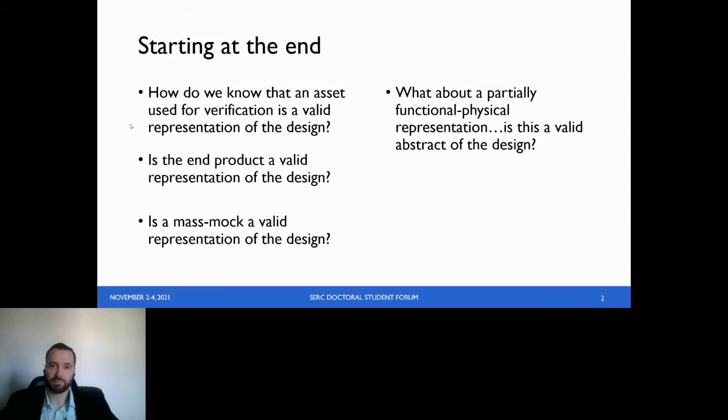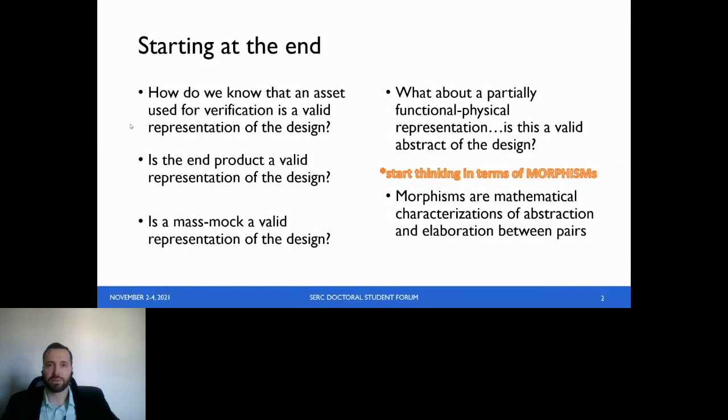And my research and what I've found in systems theory is this concept of a morphism, which we can use to mathematically characterize the validity of an abstraction and an elaboration compared to each other.